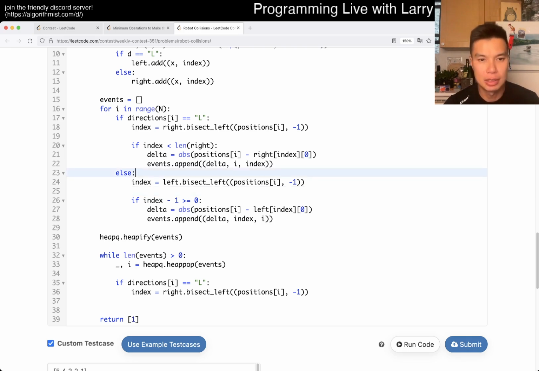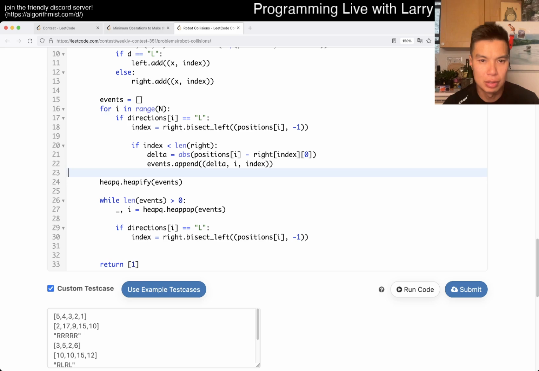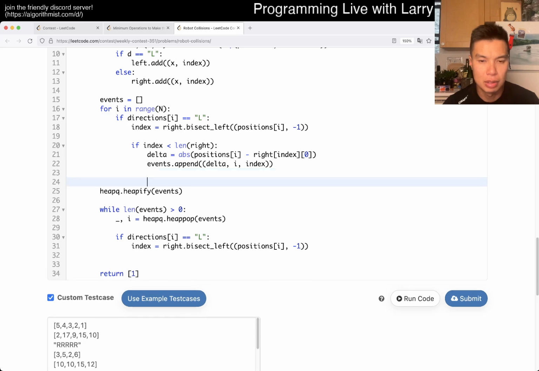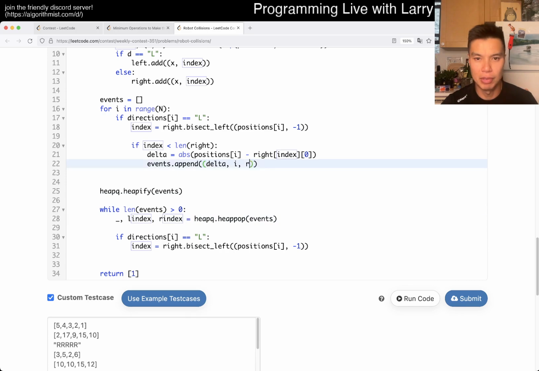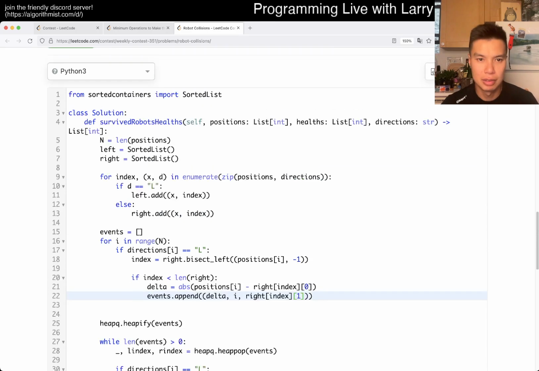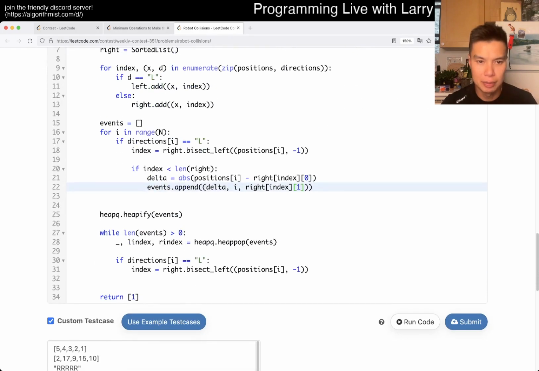I think in fact, because of symmetry, we don't even need this part. Yeah, okay. So then now we have delta, left index, right index. But this index is in this index. This should be right index of 1, the original index.